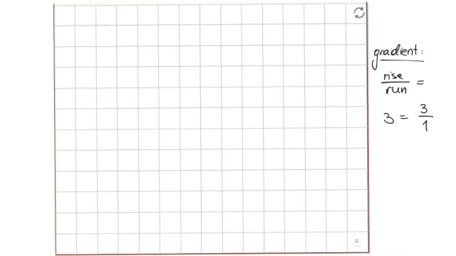I'd like to show you how to draw a straight line with a gradient of 3. We know that the gradient is rise over run, and therefore we want to express 3 as a fraction, and that would be 3 over 1. One method of drawing this straight line would be using our slope triangle.